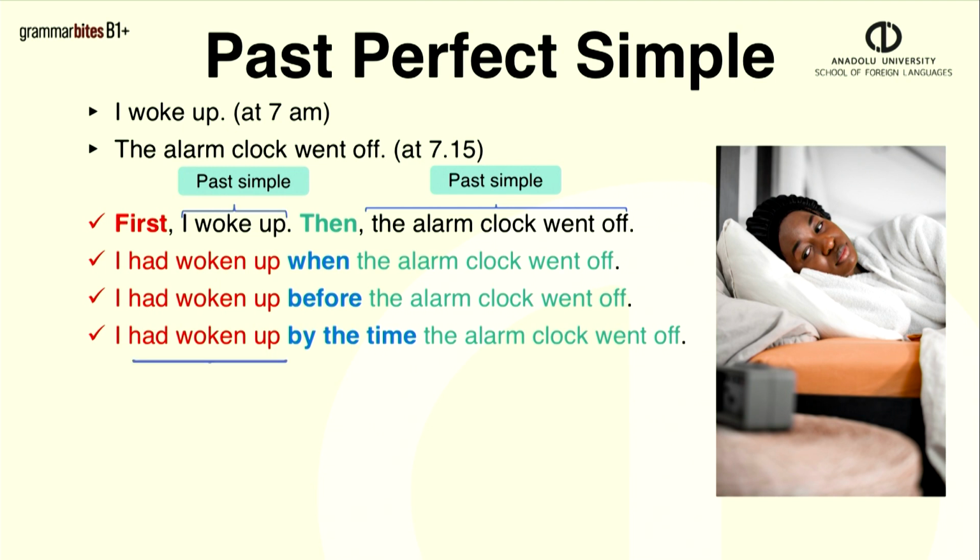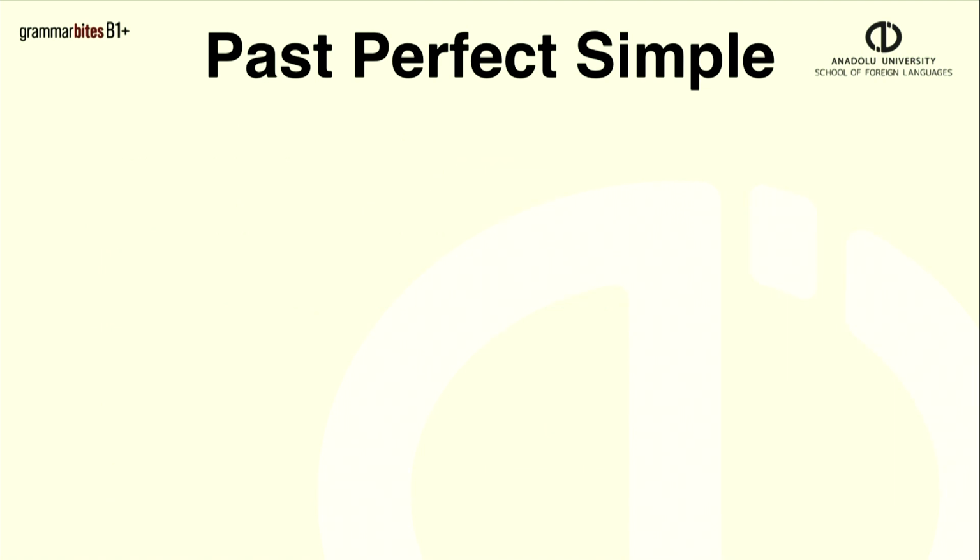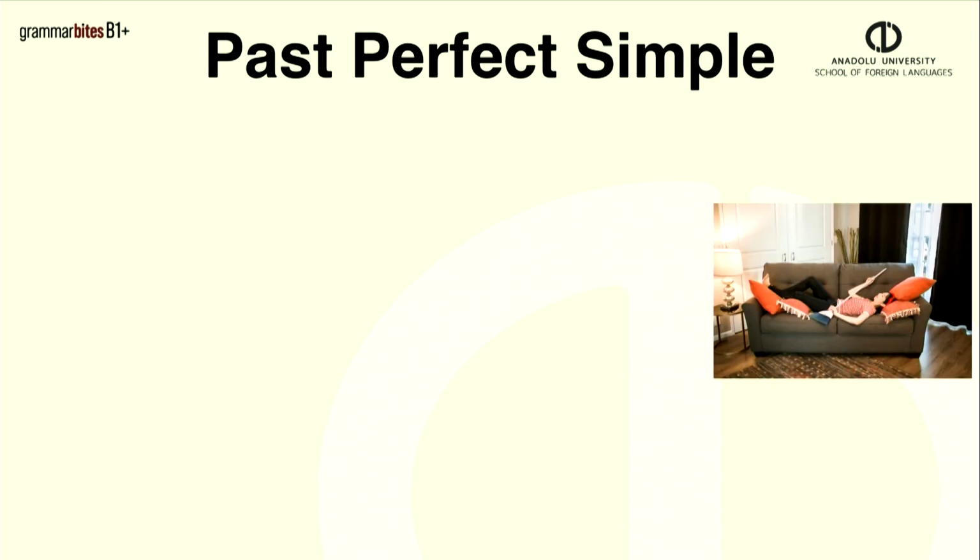What we can understand from the examples is that we use had plus verb 3 to form past perfect sentences and to show the first action. We usually use the past simple sentences with a time linker and another event in the past simple. There are a few time expressions we can use in the past perfect simple. When is one of them.